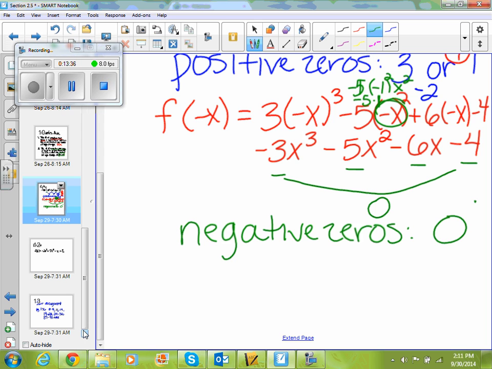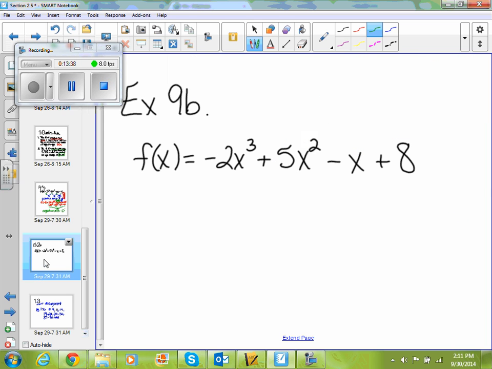Okay, so let's draw that one like that, because I know Descartes' rule with negatives can be specifically confusing. So if I look at f of x equals negative 2x cubed plus 5x squared minus x plus 8, my first term is negative, my second term is positive, my third term is negative, and my last term is positive.